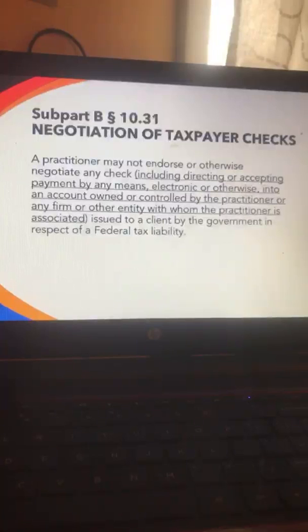You may not endorse or otherwise negotiate the check. And look at what's in parentheses now, including directing or accepting payment by any means, electronic or otherwise, into an account owned or controlled by you or your firm or any entity with whom you're associated. If it's issued to a client by the government, not just the IRS, by the government in respect of federal tax liability. I gave you an example of that.